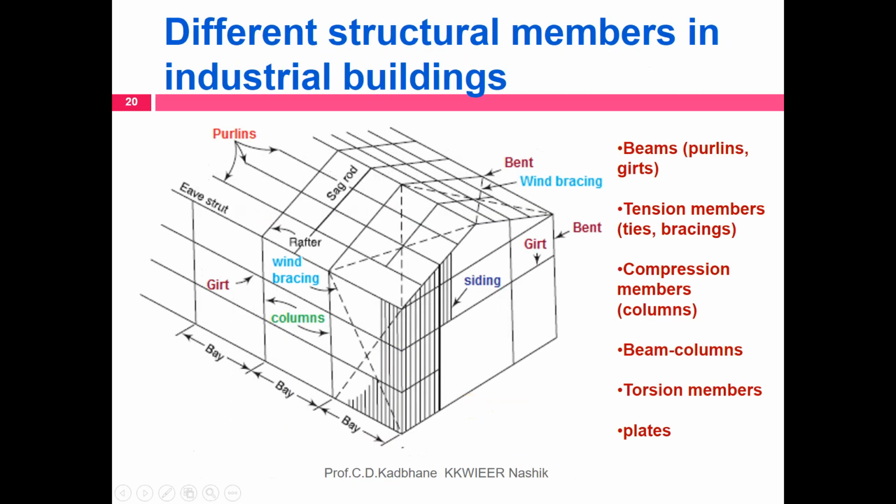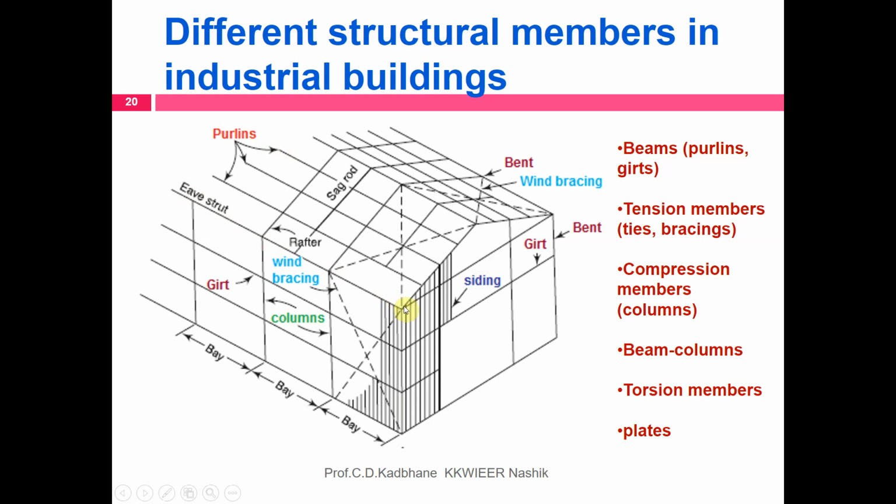So let us learn about different structural members in an industrial building. Here this is actually the gable end of a structure. This end is called the gable end. Here the first truss is provided, second truss, third truss, and so on. The distance between the gable end and first truss is the first bay, then second bay, third bay. These are vertical columns. These horizontal small beams supporting the vertical cladding or sheets of the structure are called girts.